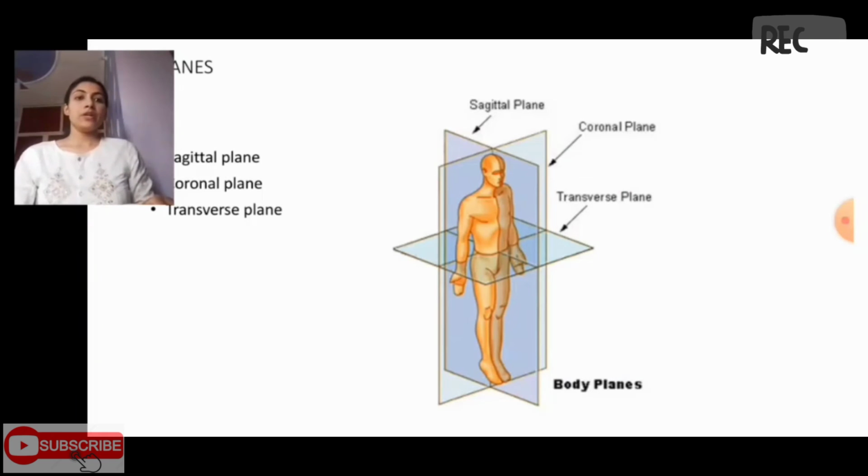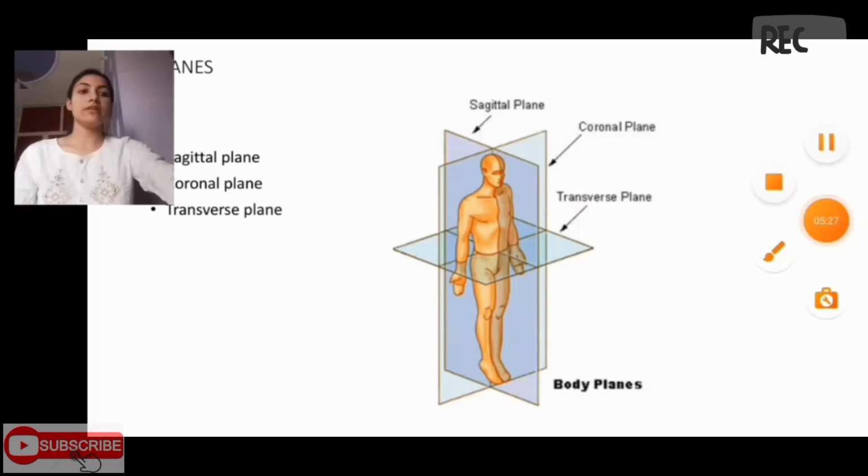Parallel to the median plane is our sagittal plane. If we look at a person from the side of the body, we say that we are looking at this person in a sagittal plane.